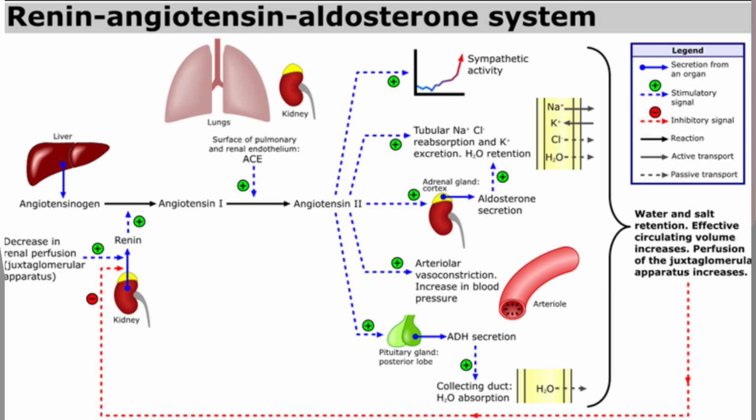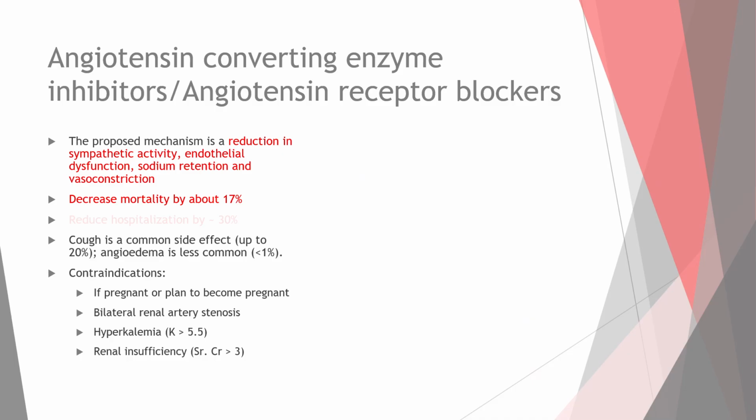What about the renin-angiotensin-aldosterone system? We have practically attacked this system at every level that we know of, or have shown that some of these were unhelpful. So what are the helpful ones to decrease morbidity and mortality? Angiotensin converting enzyme inhibitors and angiotensin receptor blockers. The proposed mechanism is a reduction in sympathetic activity, endothelial dysfunction, sodium retention, and vasoconstriction. They decrease mortality by about 17% and reduce hospitalization by 30%.